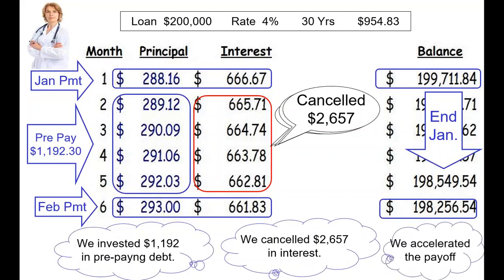Plus, we accelerated the payoff of the loan. We went from line 1 down to line 6. We skipped over 4 months of payments. So the formula is when you prepay part of your principal, you cancel interest and you accelerate the payoff of the loan.